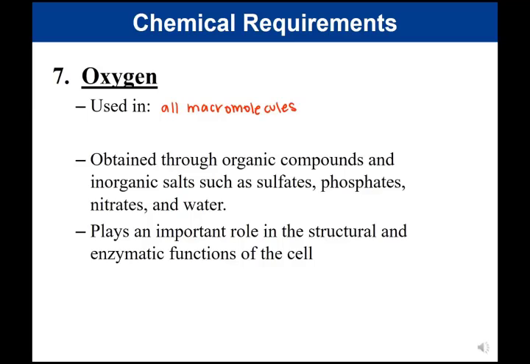Now, how is that oxygen obtained? Well, typically it's going to be obtained through organic compounds. So again, our macromolecules like our sugars or our proteins, etc. It's also obtained through inorganic salts such as sulfates, phosphates, nitrates, and even water. So these are sources of oxygen. Oxygen plays an important role in the structural and enzymatic function of the cell.